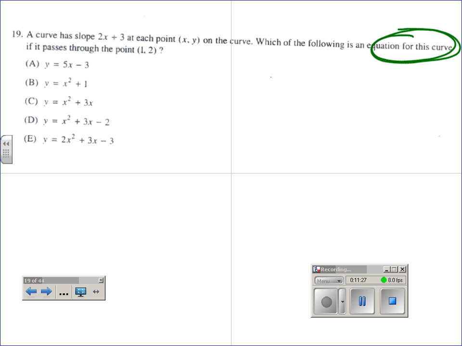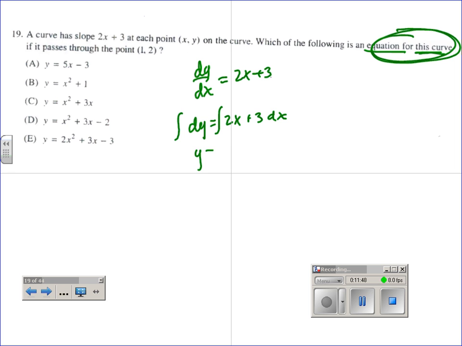Equation for this curve. Okay, a lot of times when you see equation, you think point-slope, because I've trained you so well. But in this case it's a little different because it asks for the equation of the curve. So the slope is dy/dx, 2x plus 3. And then you separate and integrate, plus c, solving the differential equation. So x squared plus 3x plus c, this is a curve.